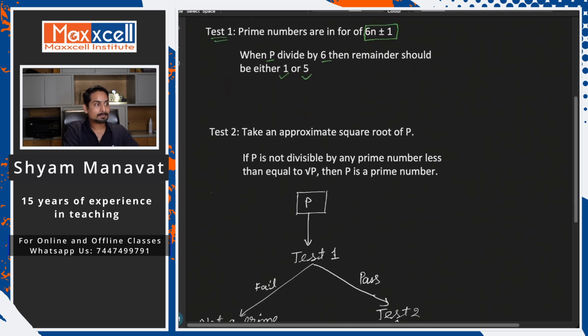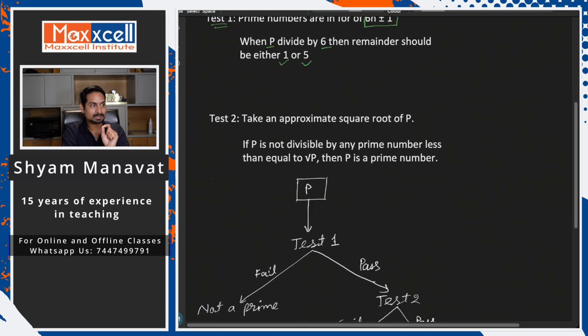If yes, then you check test 2. Test 2 is to take the approximate root of p. The number p is the number for which we are checking whether it is prime or not. Then we take the approximate square root of this and see if p is not divisible by any prime number less than root of p, then p is a prime number.